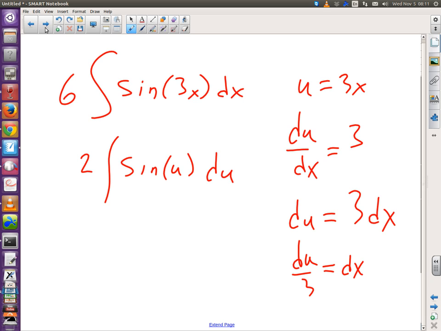Why is it a 2? Because you just told me to put it over 3. I'm replacing dx with du divided by 3. Well, the 3 goes into the 6 2 times. Okay. All right. So the 3 into the 6 is 2. So I'm not doing that.